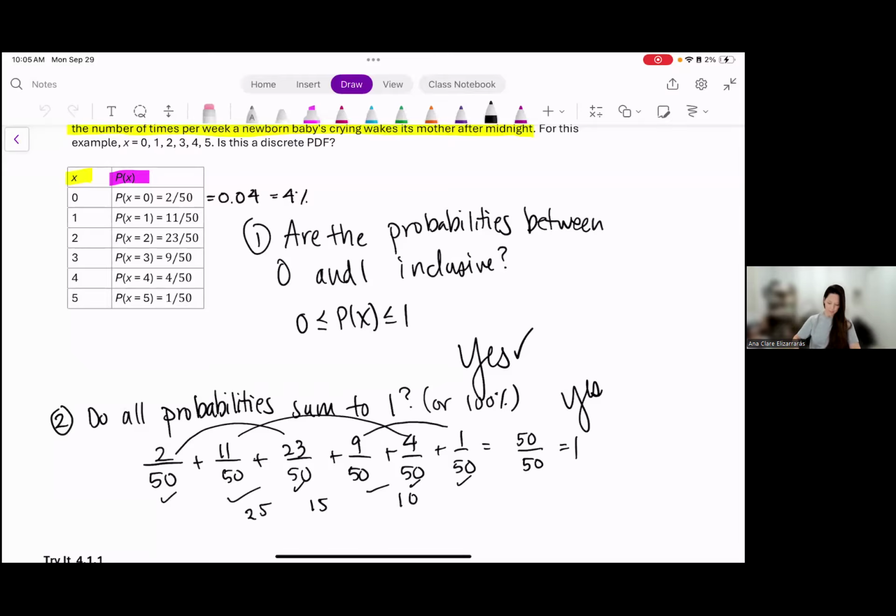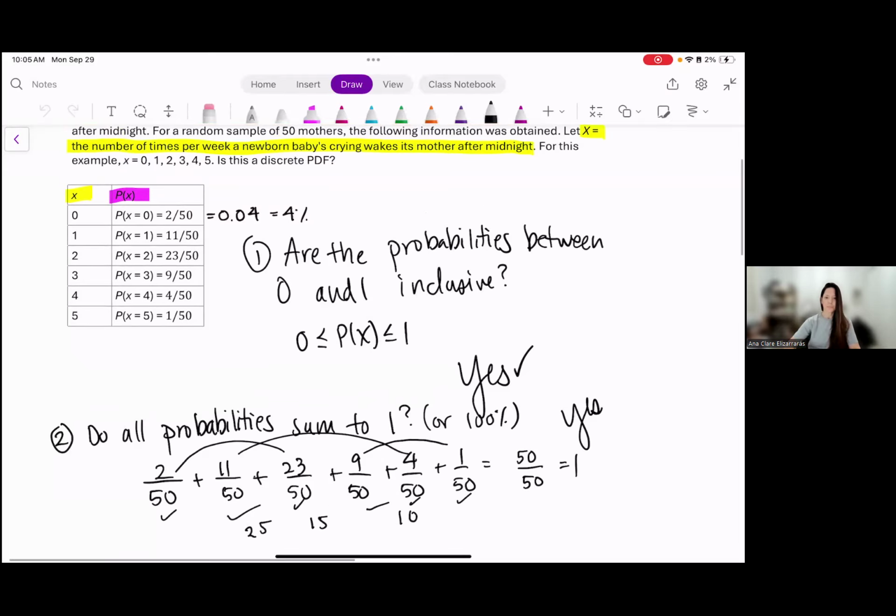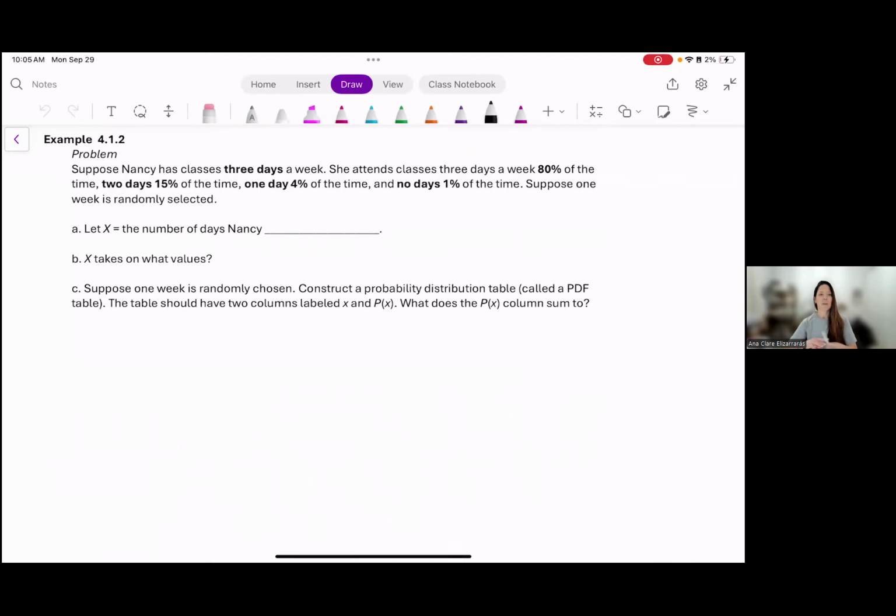Let's do one more problem like that. Okay, suppose Nancy has classes 3 days a week. She attends classes 3 days a week, 80% of the time. 2 days, 15% of the time. 1 day, 4% of the time, and no days, 1% of the time. Suppose 1 week is randomly selected.